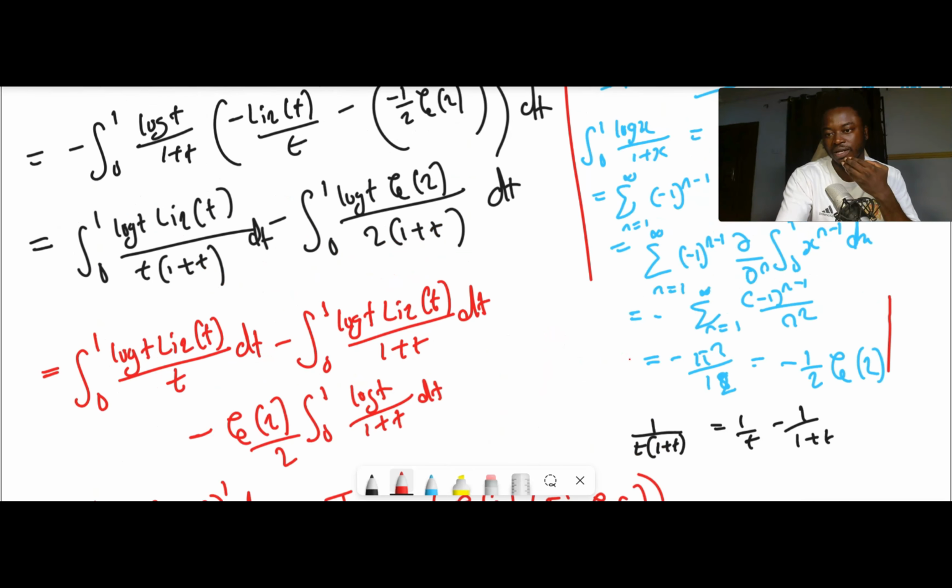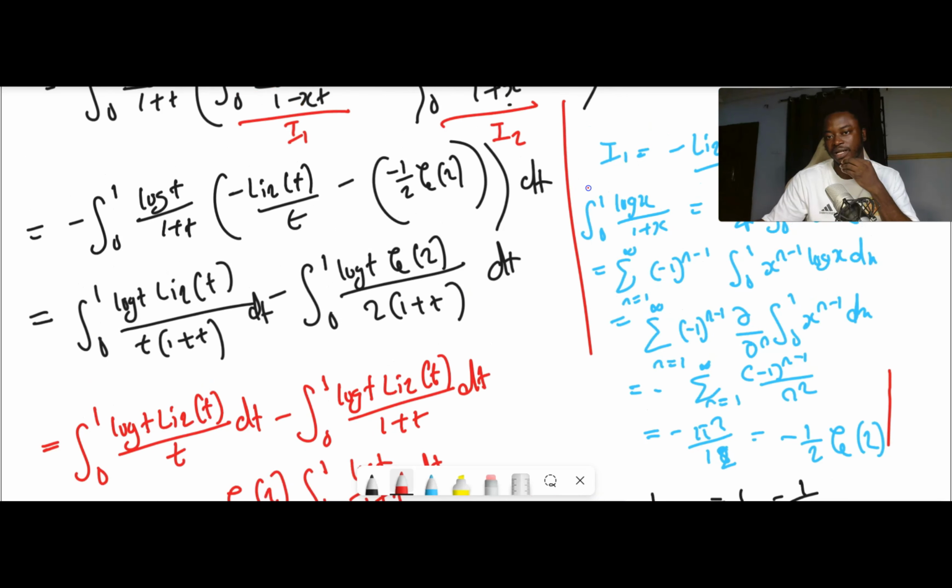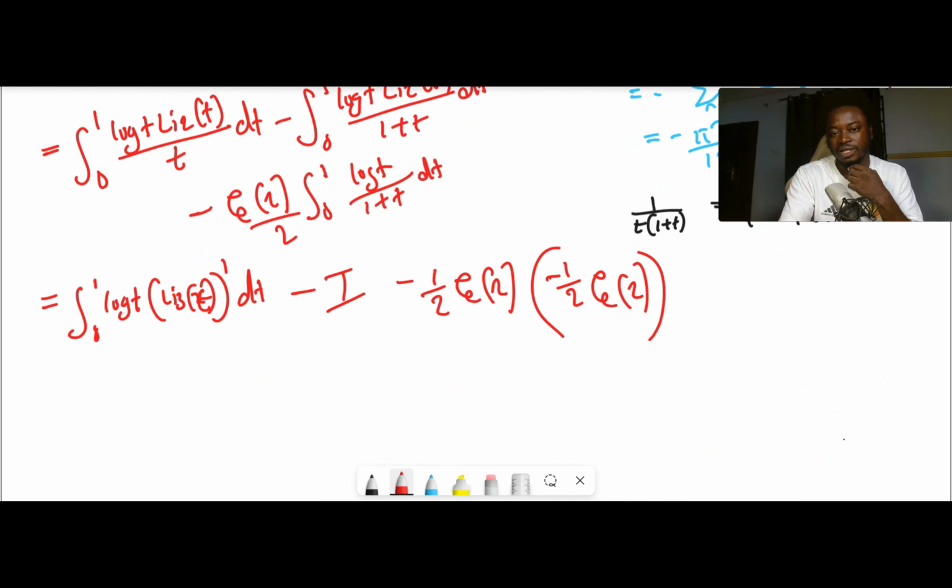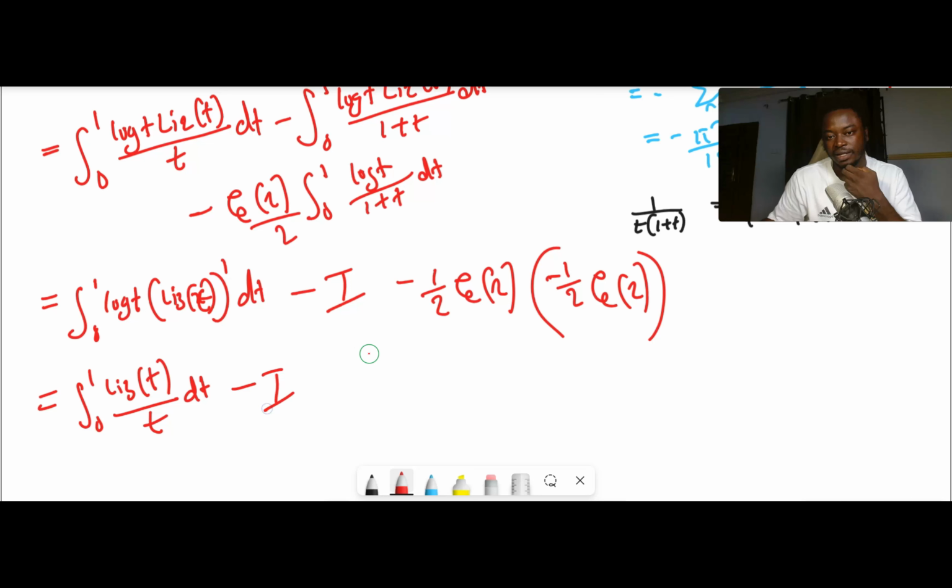Recall what we did here. We computed this integral and we got everything to be negative 1 over 2 zeta of 2, so it's identical to that integral, which saves our work. Now if we do integration by parts here, you will have this to be the integral from 0 to 1 of the trilogarithm of t all divided by t dt. Then you have minus I, then you have plus 1 over 4 zeta squared of 2.